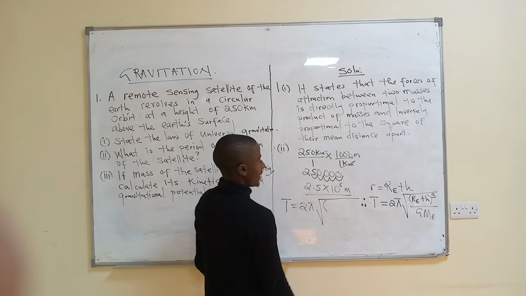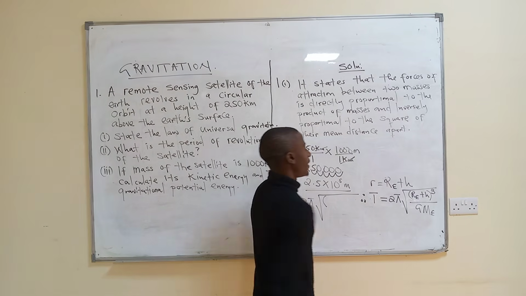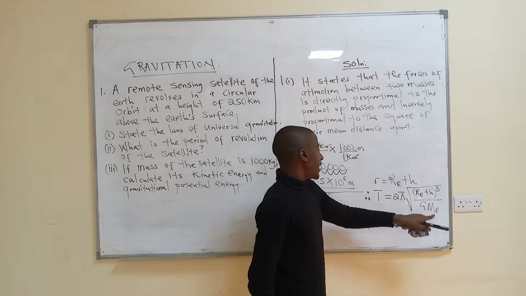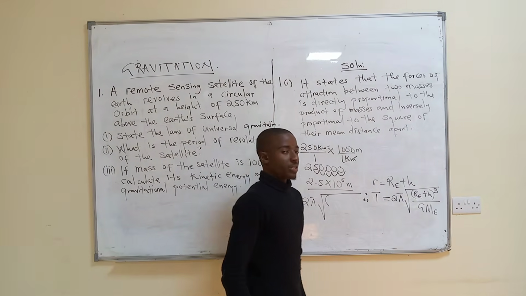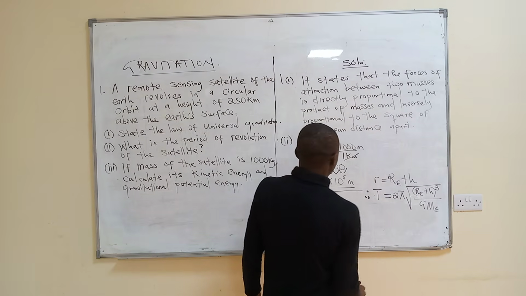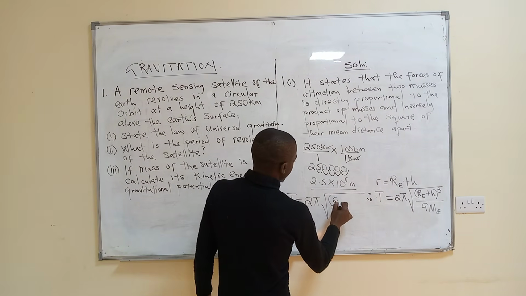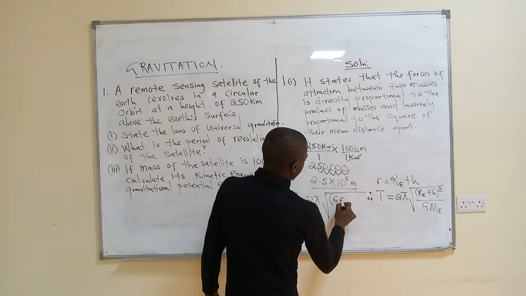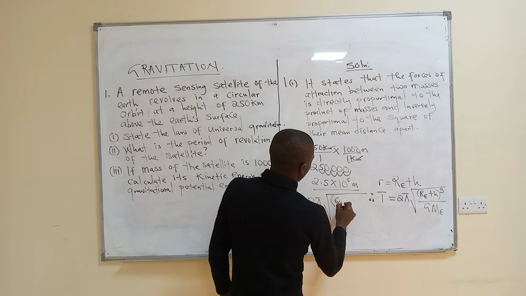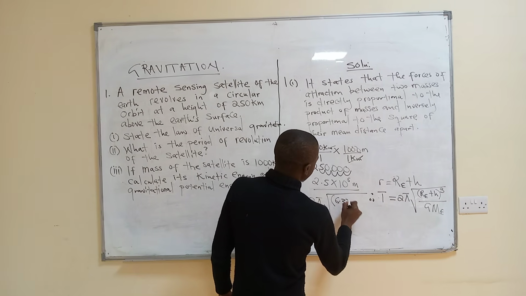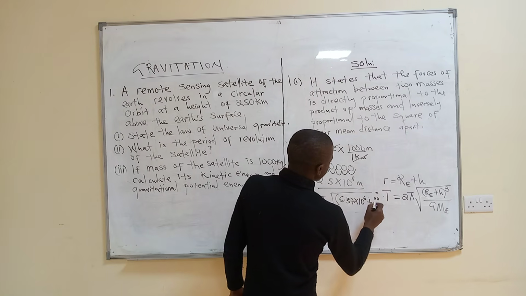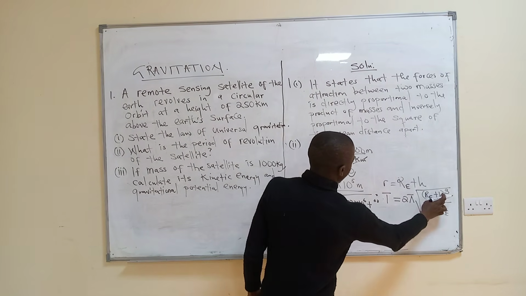So what is the radius of the earth? The radius of the earth is always constant. Also the mass of the earth and the universal gravitation are always constant. So what is the constant of the radius of the earth? 6.37 times 10 to the power 6 meters. You are adding with what? The height.